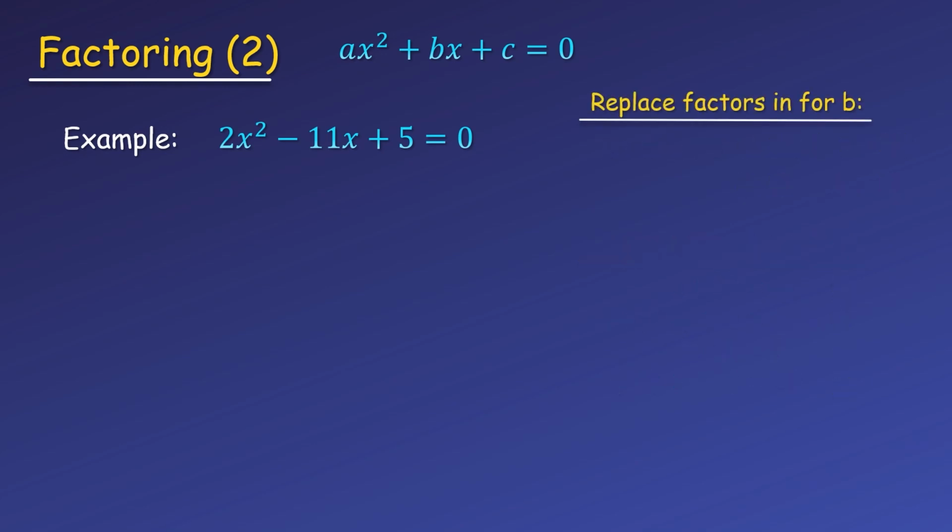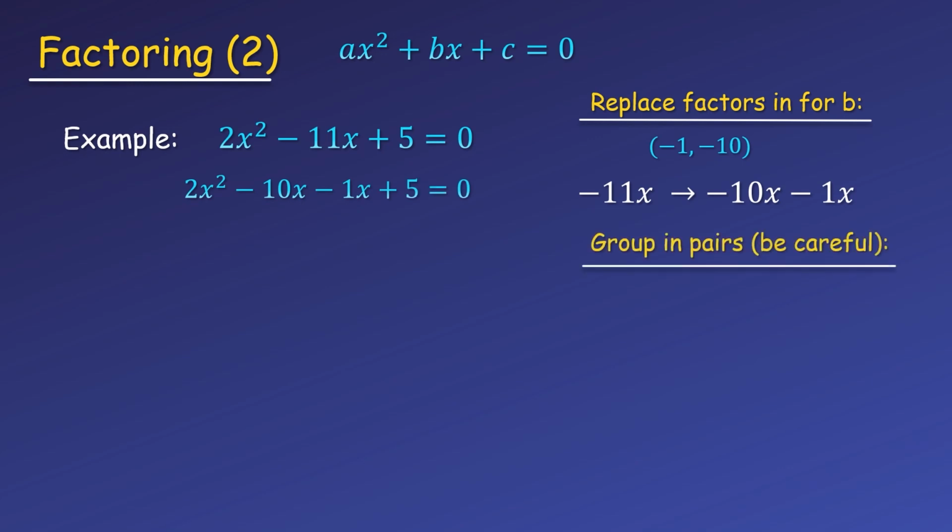Our first term is not just x squared like before, so we won't just have an x in front of each term of our factors as we did before. Instead, we've found the factors that add to equal b, so we'll replace b with these factors. This means instead of having minus 11x, we'll have minus 10x minus 1x.